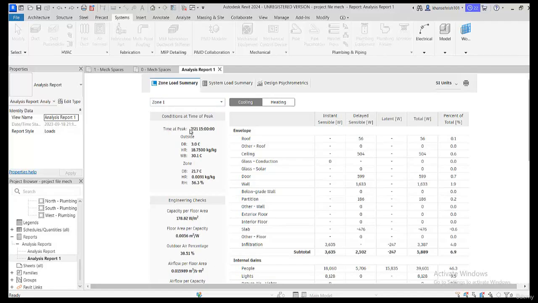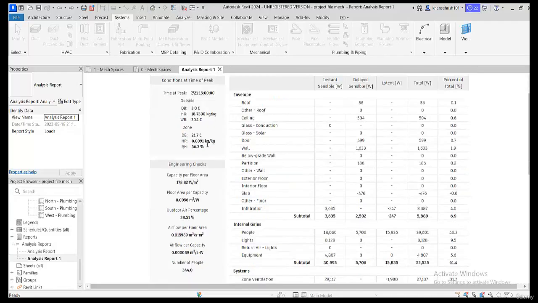The peak time is set at 21 July, at approximately 3 o'clock. On 21 July at 3 o'clock we calculate the peak load condition. So what are the outside conditions? The dry bulb temperature is 3 centigrade, humidity ratio is 18, wet bulb is 30 centigrade.